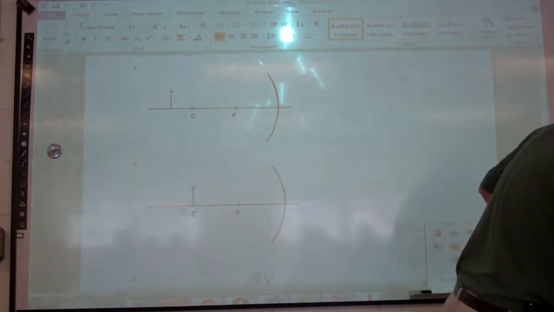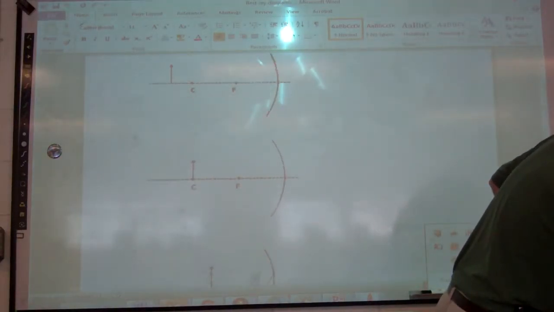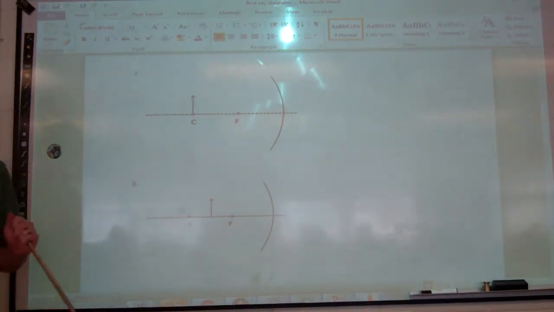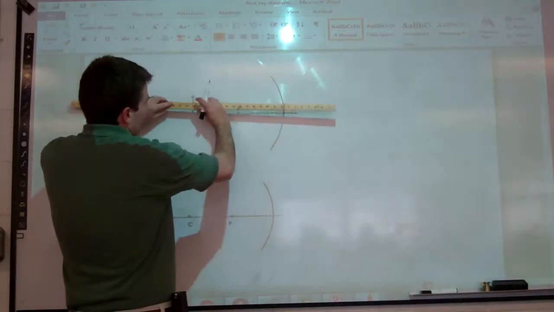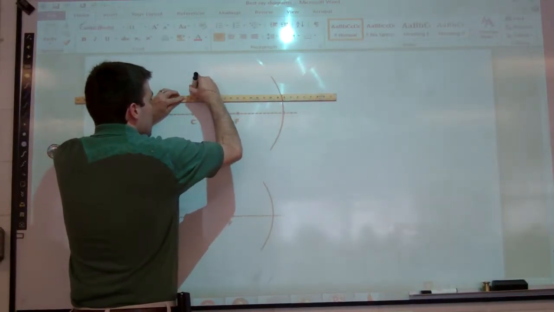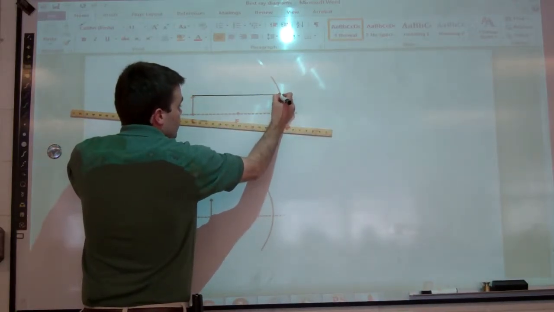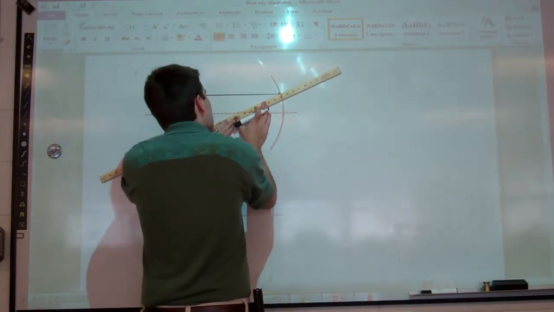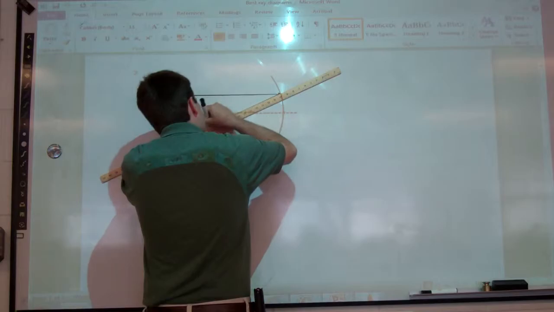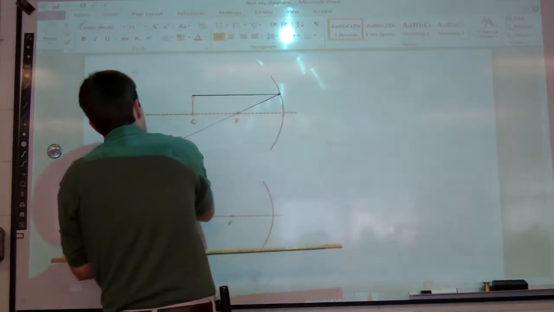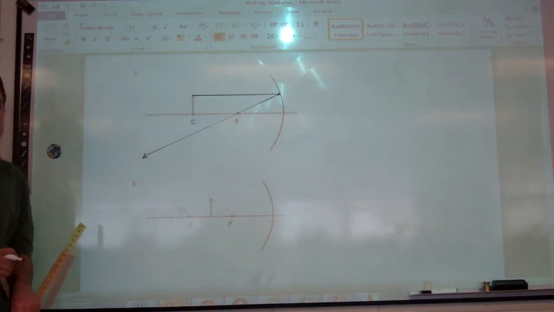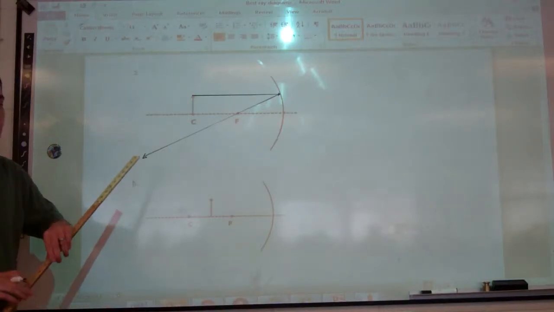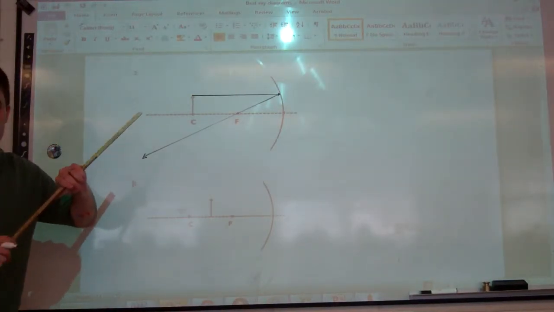Do the next one here. Alright, number 2. This time we are at the center of curvature. So we do the same kind of thing. First line we draw parallel to the principal axis, and then back through the focal point. And what's the next one we draw? Opposite, so through the focal point and back, parallel.